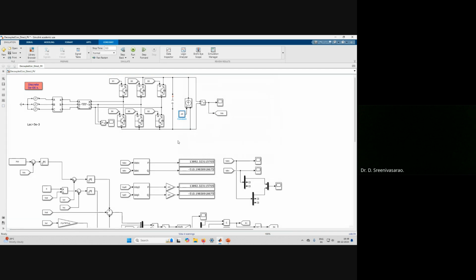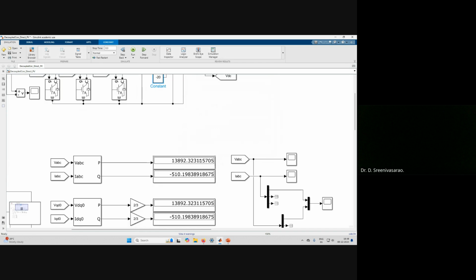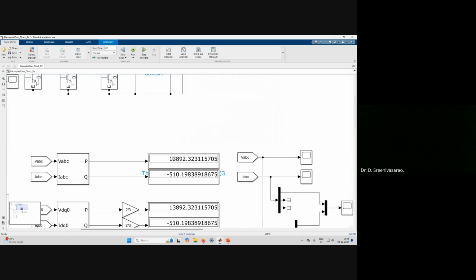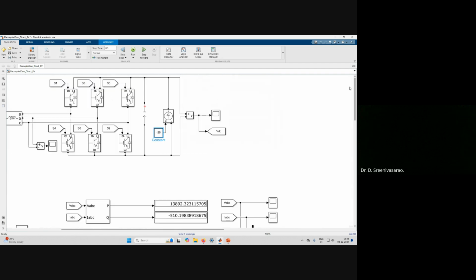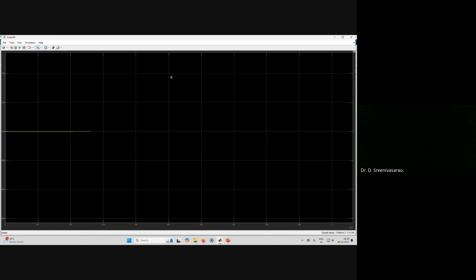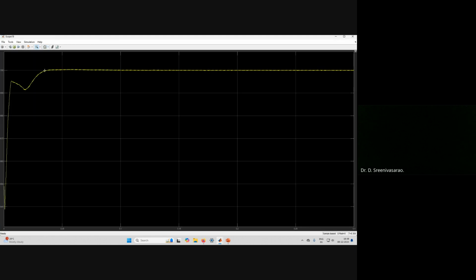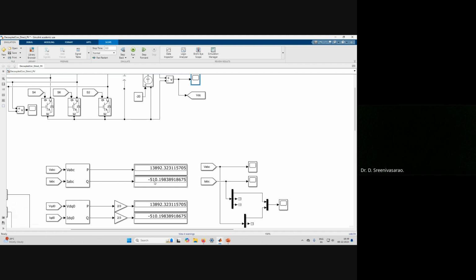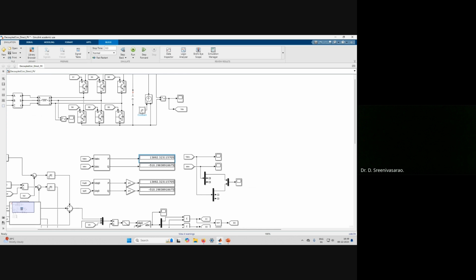I have not made any other change here; every change is automatic. You can see the power is now near 14,000 with a positive sign. The voltage is still maintained at the 700 volt reference value, though the dynamics will change slightly. The reactive power is almost zero, 510 watts, which we assume is zero. And this 14,000 is what we were supposed to get: minus 20 into 700 is around 14,000.